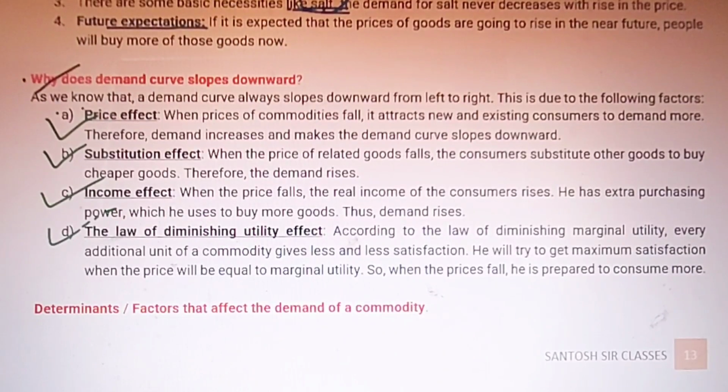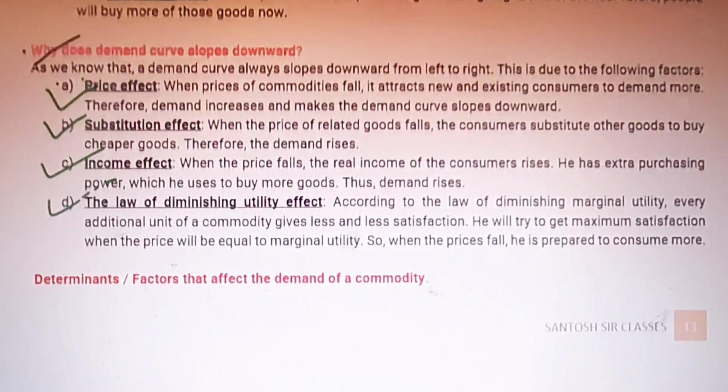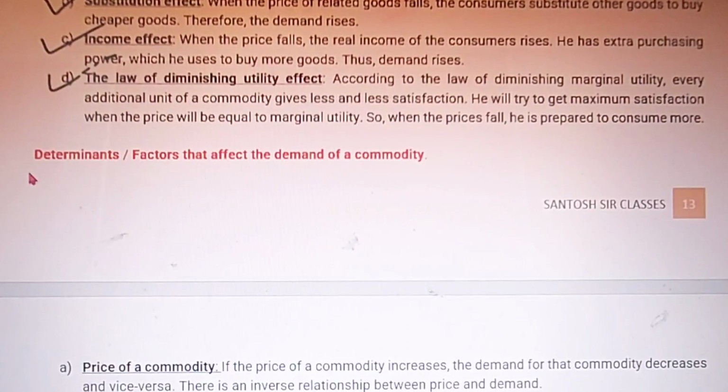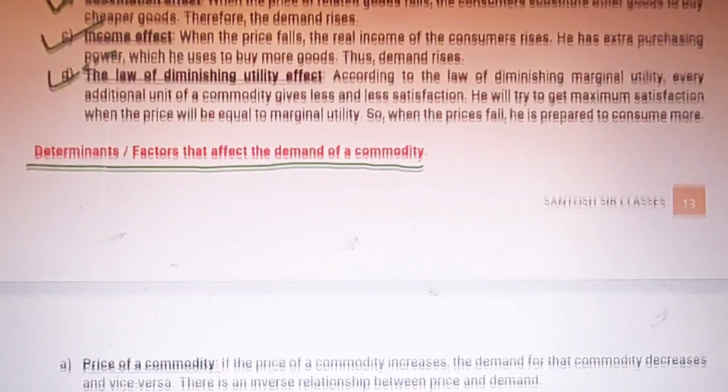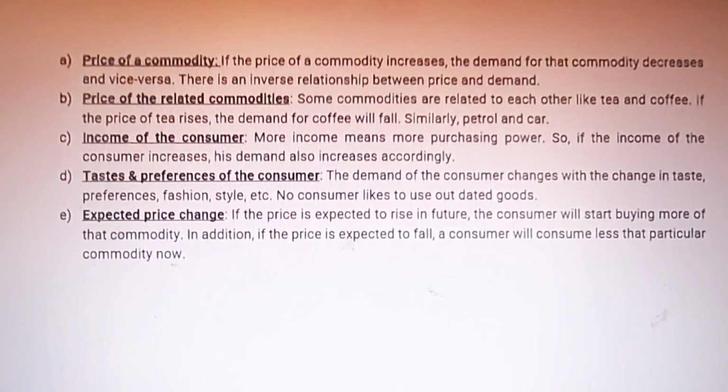So this concept is not very important, I have just written it for your extra knowledge. Now this question is very important, you must revise this properly. What are the factors that affect the demand of a commodity? Now let's see. It's a very simple question.